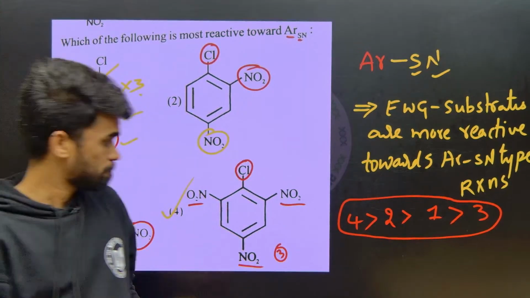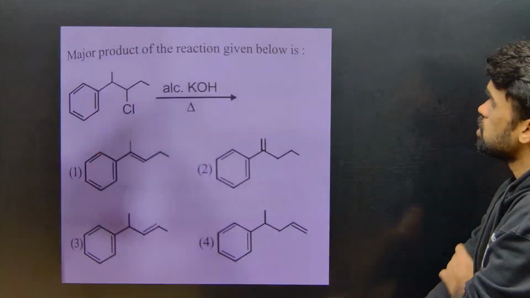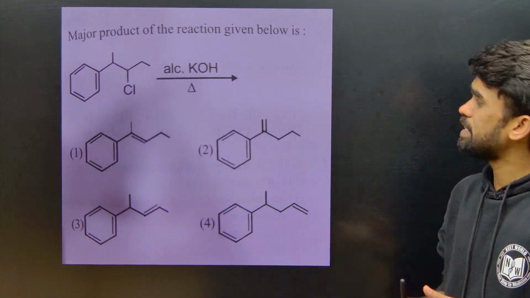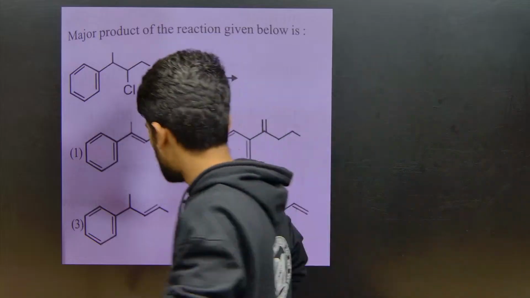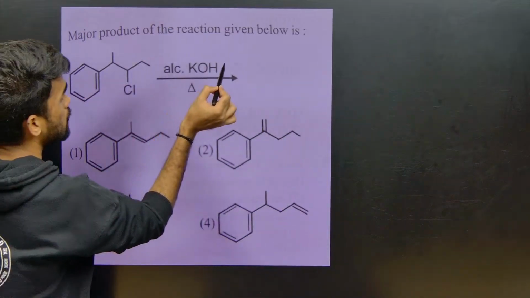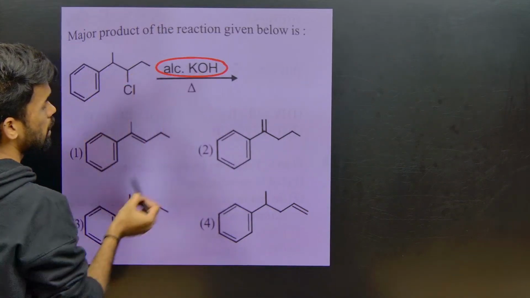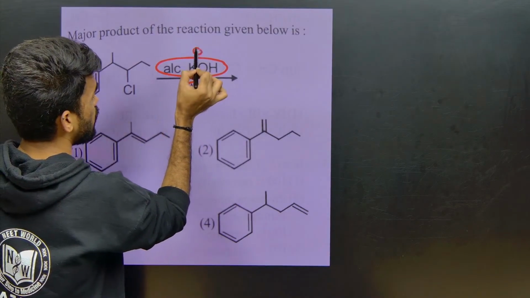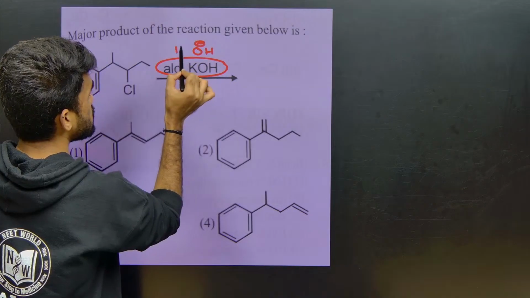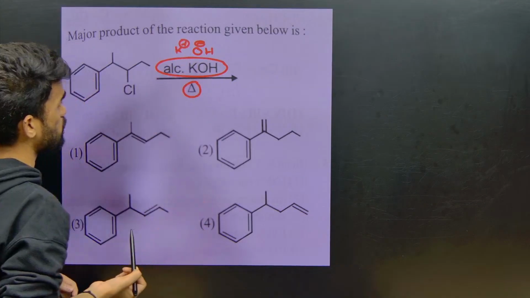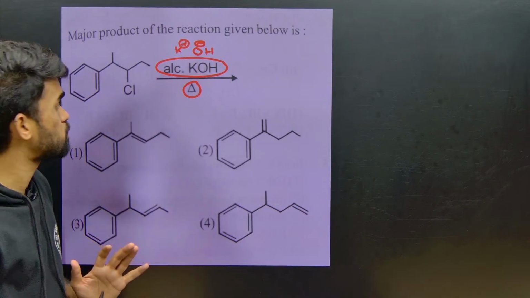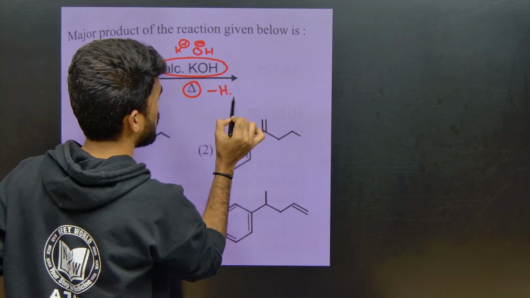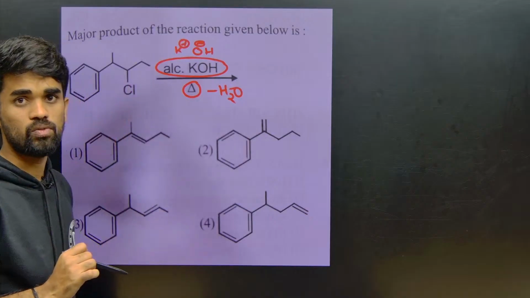Yes, nothing. Yeah, so tell me what is the major product for this reaction? See what is the reagent given here? Alcoholic KOH under heating condition. Alcoholic KOH means here we have OH minus and K plus. Heating condition means definitely elimination of water, a dehydration reaction, takes place.